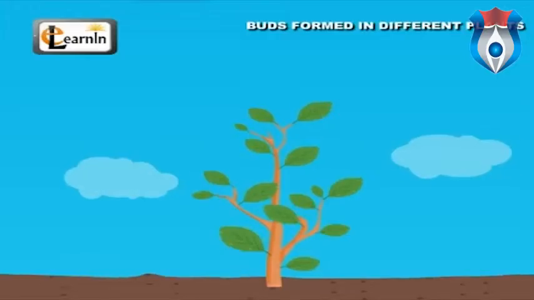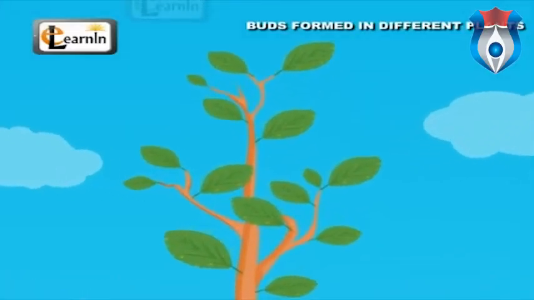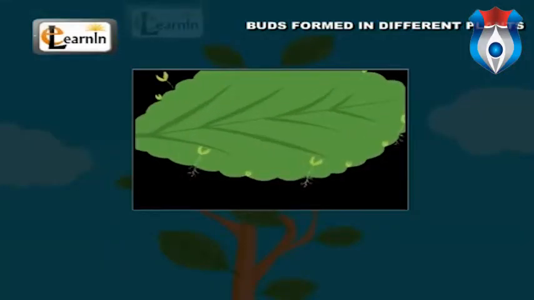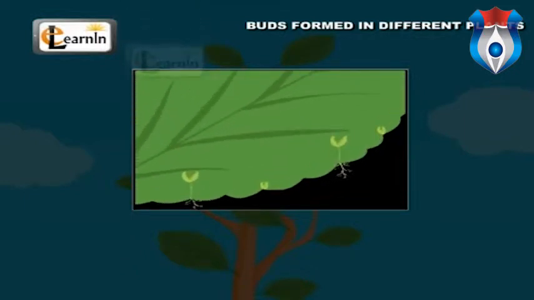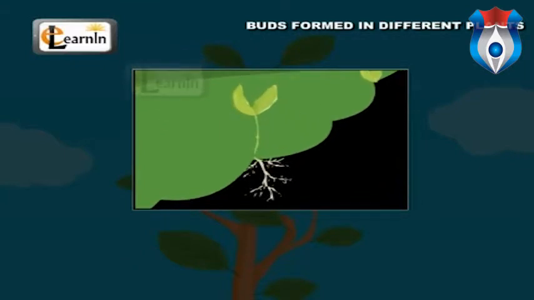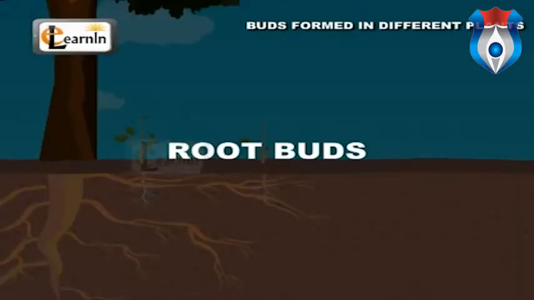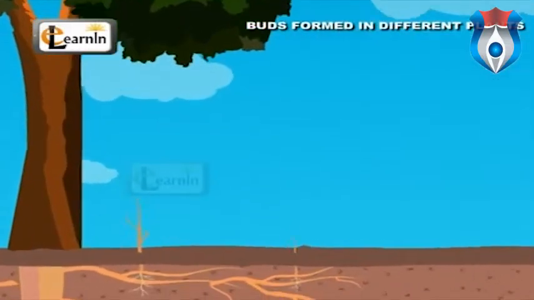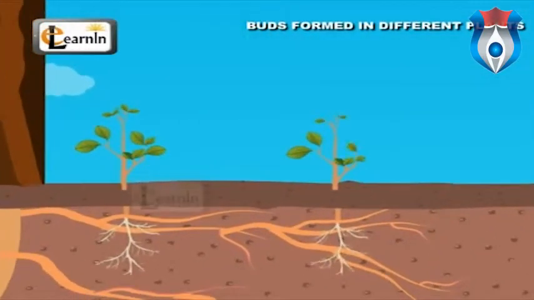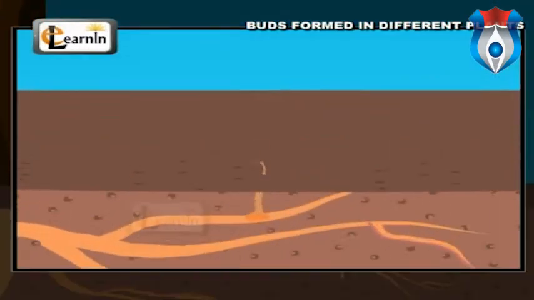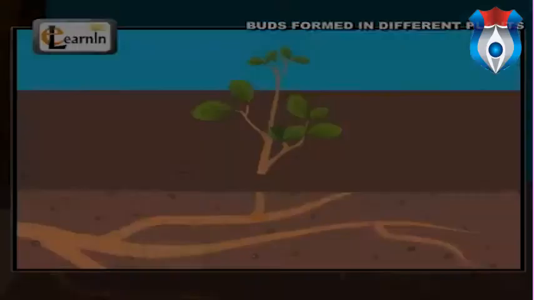Leaf buds. In Bryophyllum, buds are situated in the depressions of leaf margins. The usual position of buds is either at the terminal part of the shoot or in the axil of a leaf. These buds in Bryophyllum are known as epiphyllous. Root buds. In curry leaf plant and neem, young plants develop from the buds present on the root. They develop into independent plants.